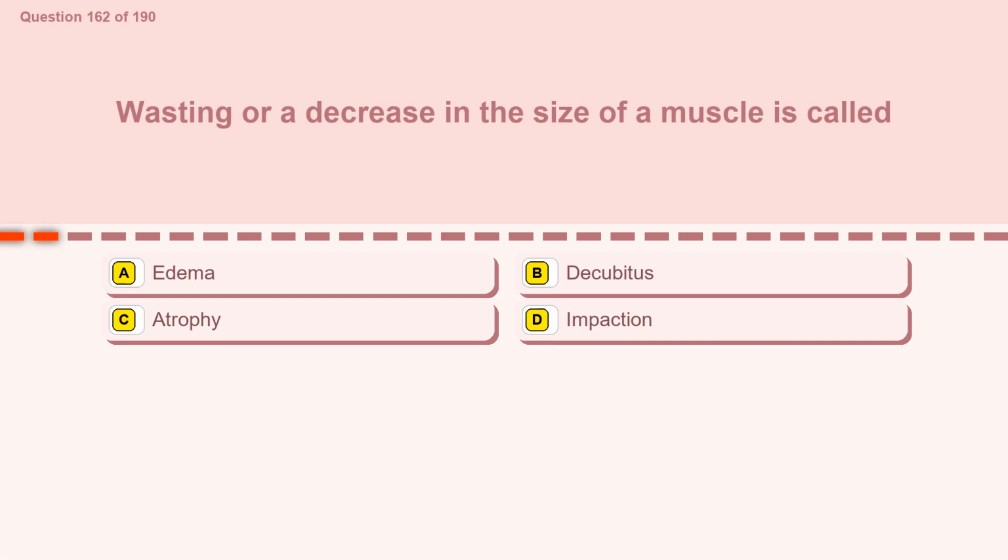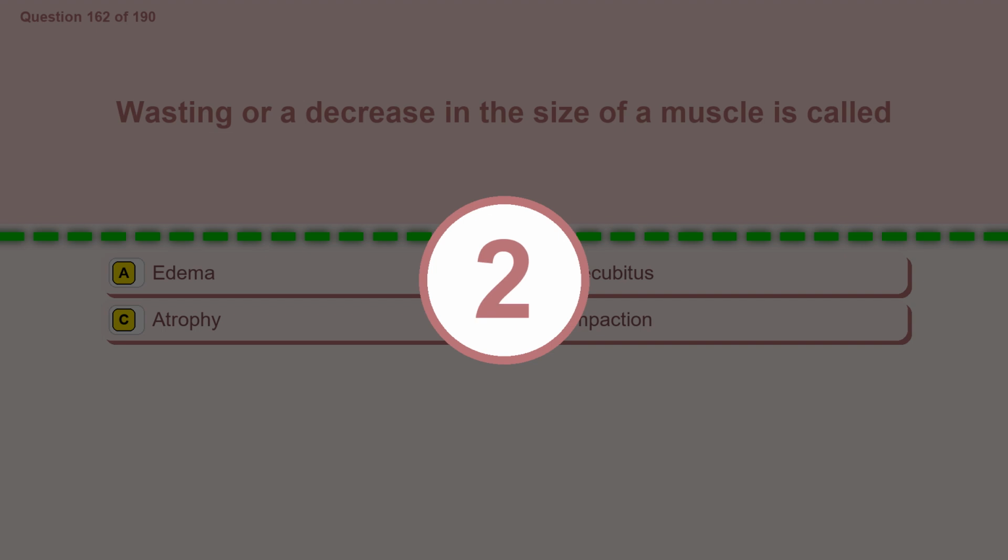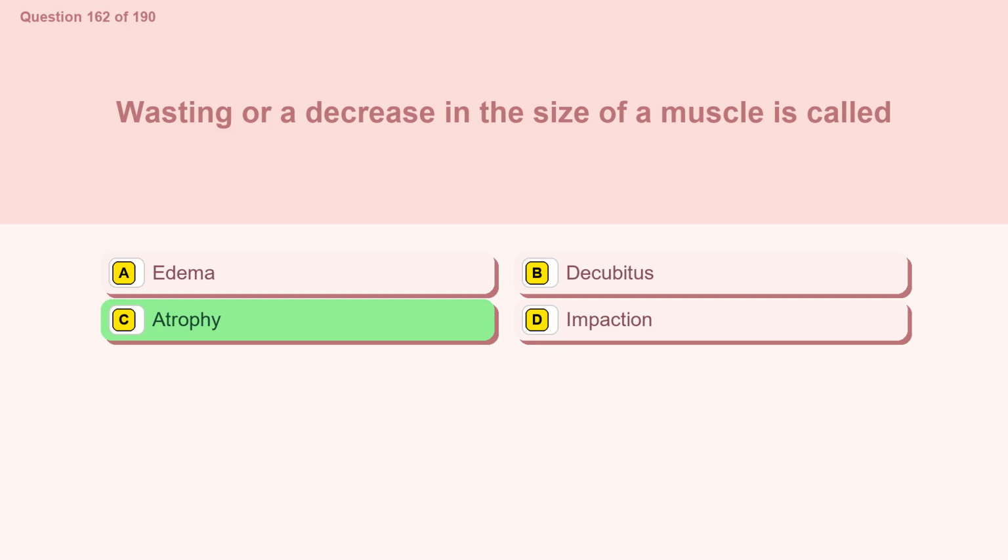Question 162. Wasting or a decrease in the size of a muscle is called: Option A, edema. Option B, decubitus. Option C, atrophy. Option D, impaction. The correct answer is option C, atrophy.